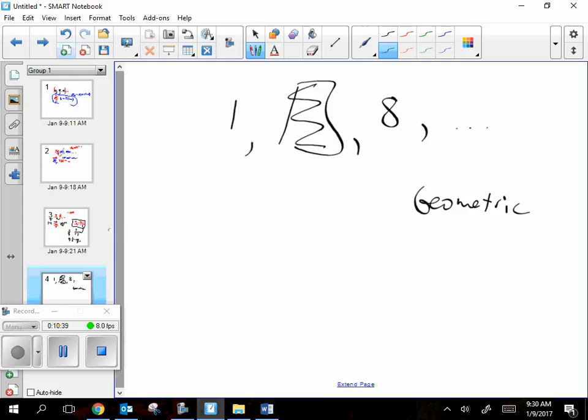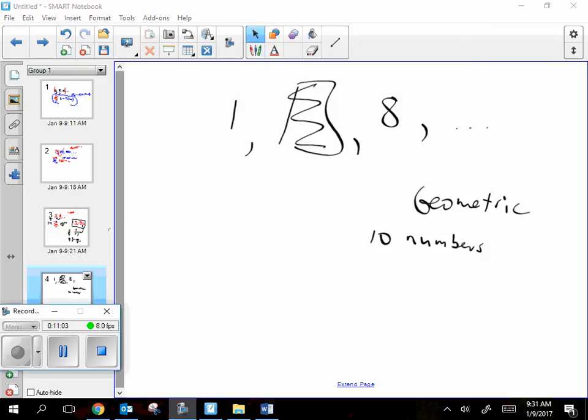Obviously, you can't find its sum to infinity because it's going up. But what you could do is, let's say that there's 10 numbers in this sequence. You could find the sum of the first 10 numbers. All right, pause for a minute while you figure that one out. Okay, it has been requested that I give the formula for adding up the first 10 numbers.